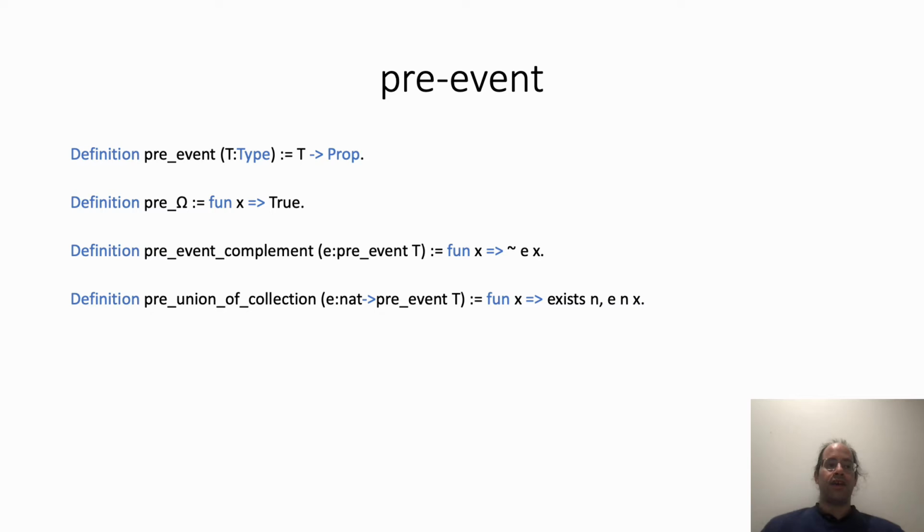We can then define an example of a pre-event or set, which is pre_Omega, the universal set in which everything is in. Given a set E on the next line, we can take its complement by saying, given an element, let's see if the predicate E is not satisfied by that element. And similarly, given a countable collection of pre-events, which we model on the last line as a function from the natural numbers to a given pre-event in that collection, we say that an element x is in the countable union if there exists some index such that the pre-event at that index indeed contains that element x.